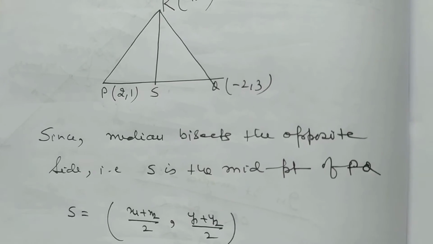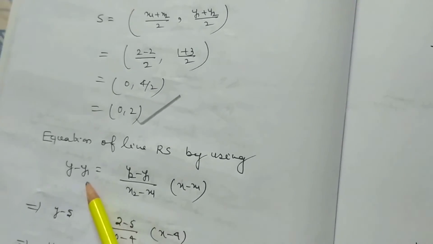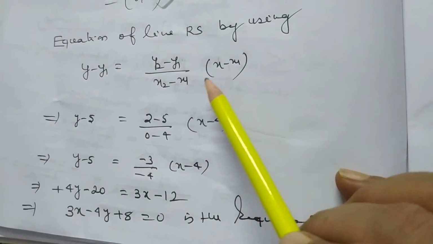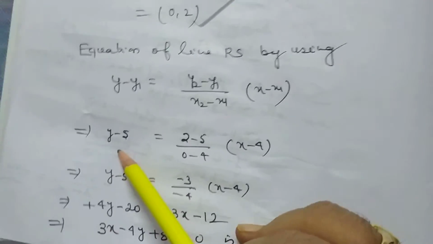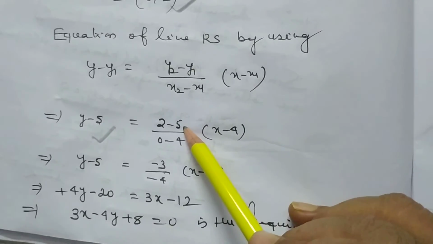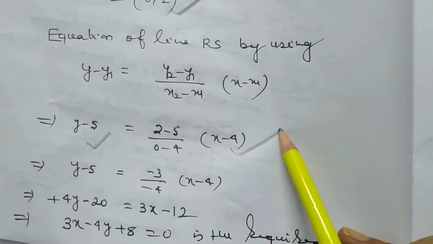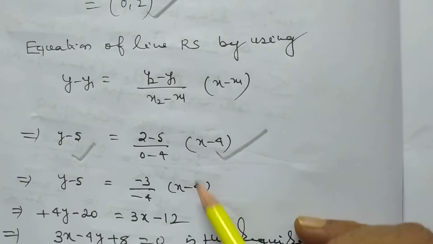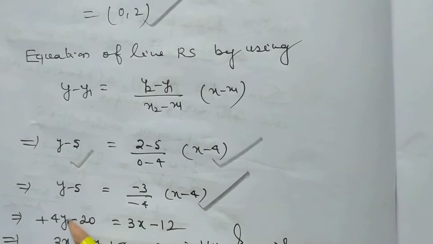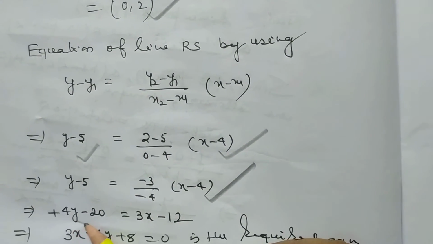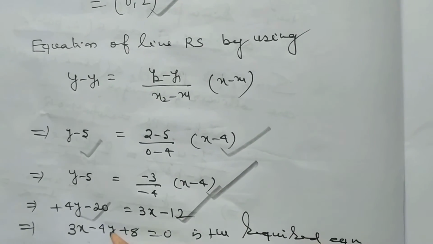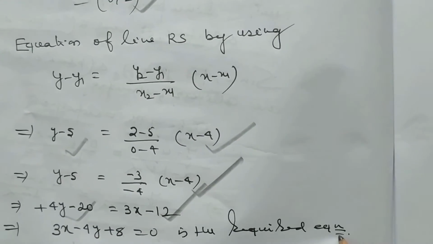Equation of line RS by using y minus y1 is equal to (y2 minus y1) divided by (x2 minus x1) into (x minus x1). So y minus 5 is equal to (2 minus 5) by (0 minus 4) into (x minus 4). So y minus 5 is equal to minus 3 by minus 4 into (x minus 4). So my dear students, it will be 4y minus 20 equals 3x minus 12. So 3x minus 4y plus 8 is equal to 0 is the required equation of the straight line.